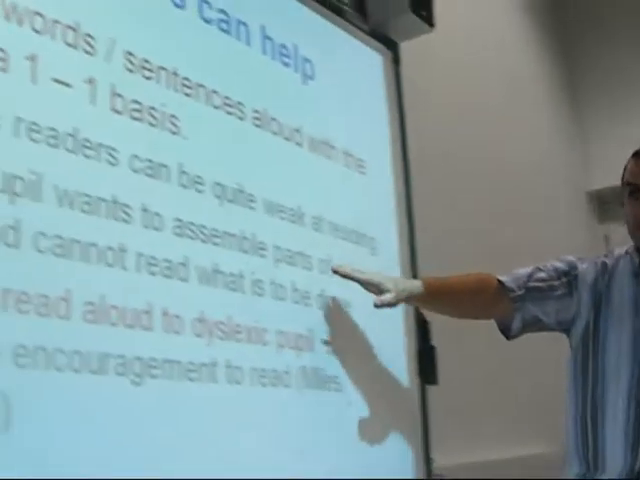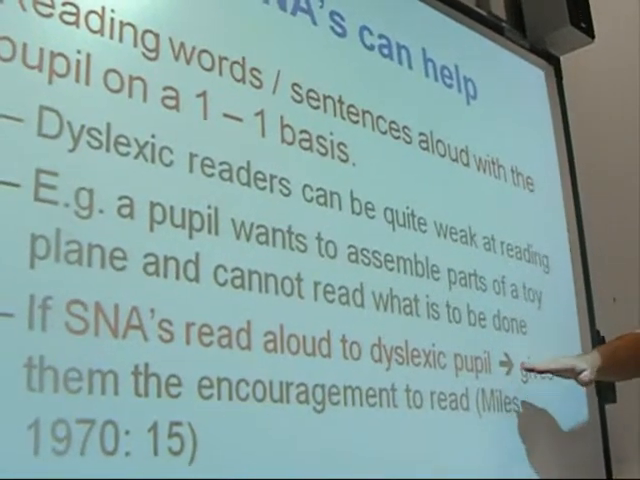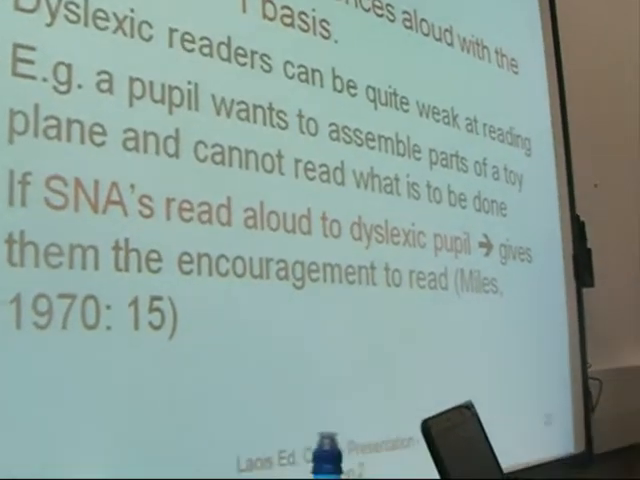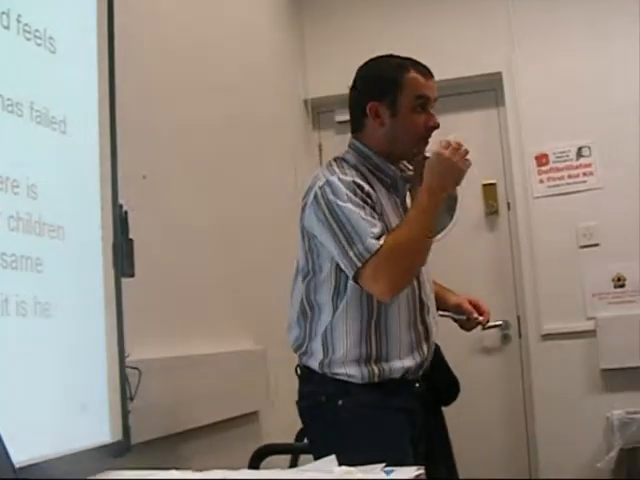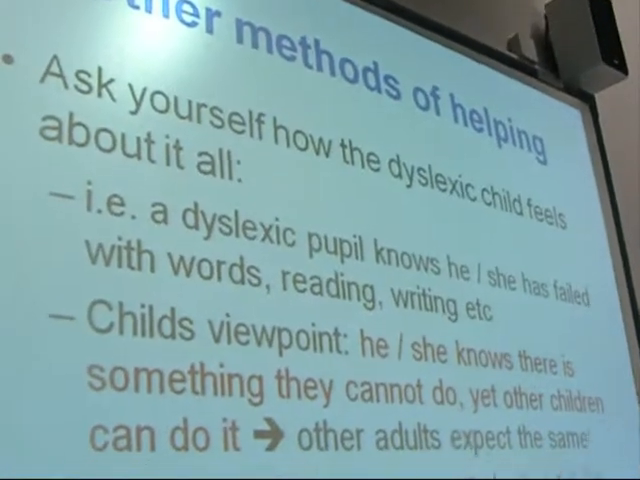So, for example, if a pupil wants to assemble parts of a toy, play, and cannot read, what is to be done? If the SMEs can read aloud to the dyslexic pupil, it gives them encouragement. That's a very important thing to keep in mind. You have to constantly encourage and praise the child. Ask yourself how the dyslexic child feels about it all.